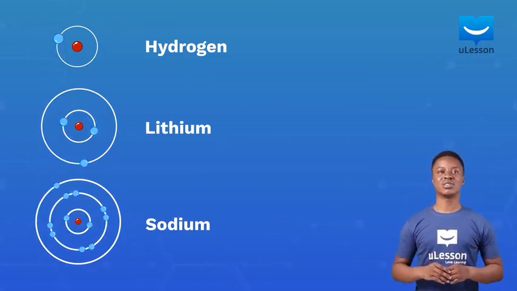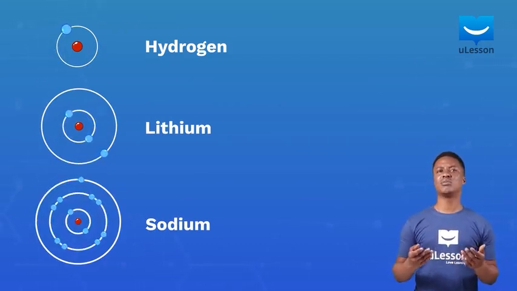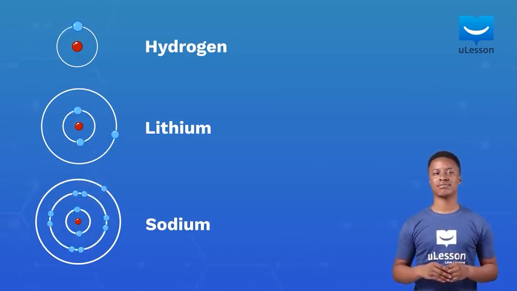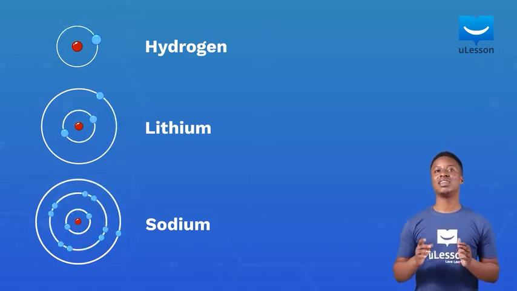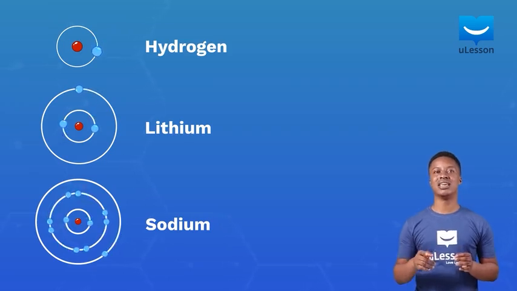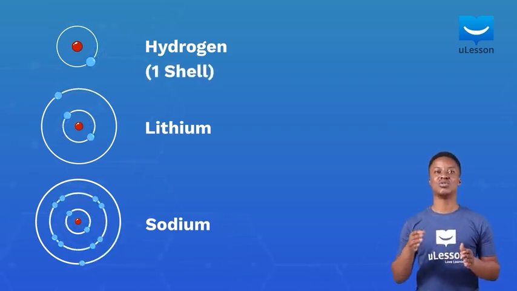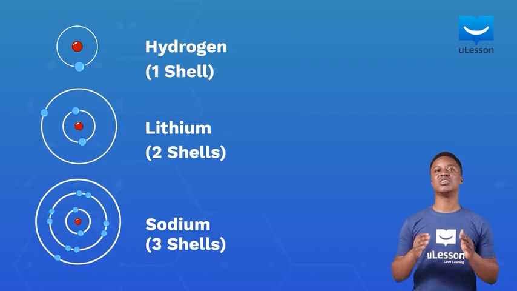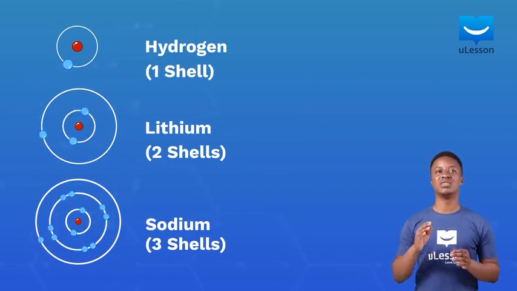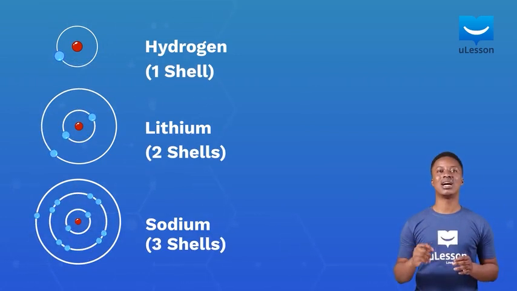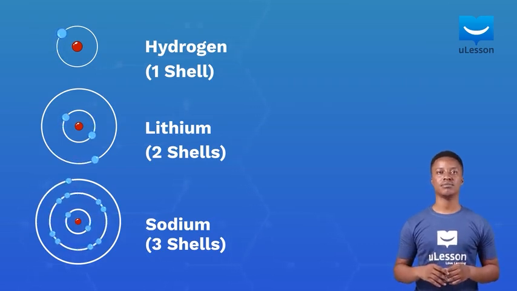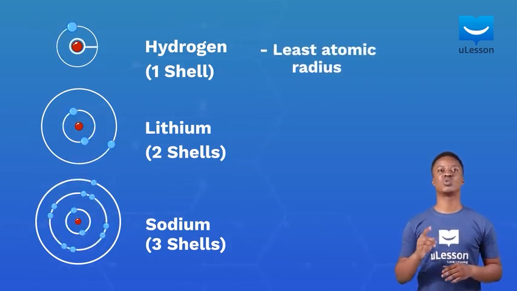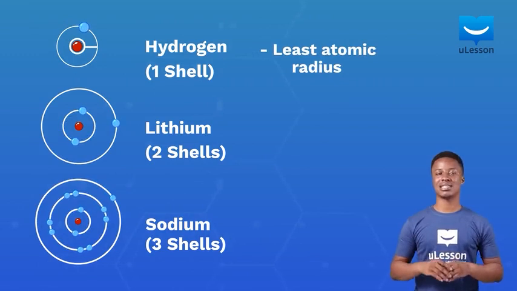Looking at these atoms, what can you say about the trend of atomic size down the group? Obviously, as we move down the group, even as the number of electrons in the outermost shell remains the same, more shells are added to the atoms. This increasing number of shells as we move down the group translates to an increase in the atomic radius of the atoms. The hydrogen atom having just 1 shell has the smallest size.